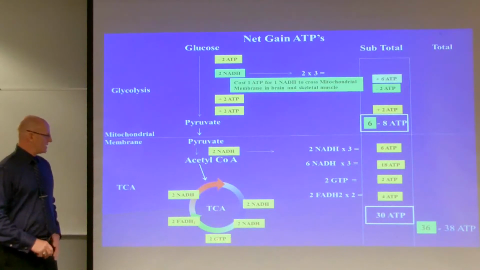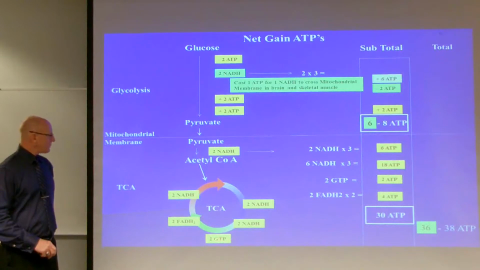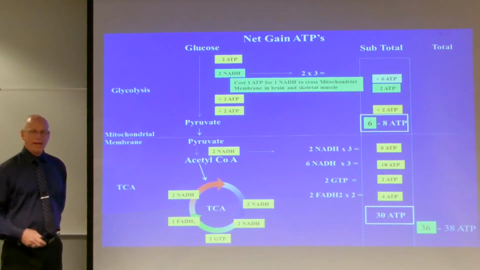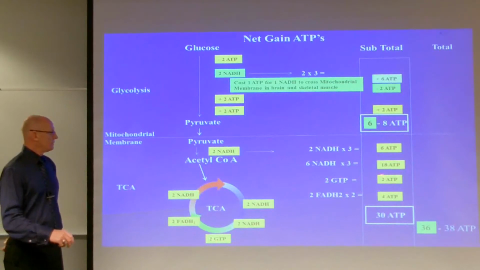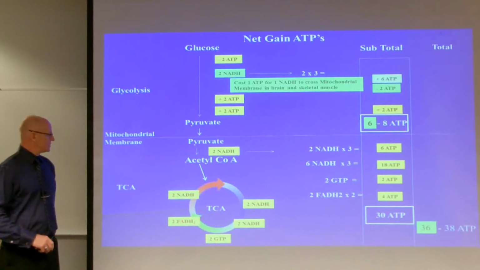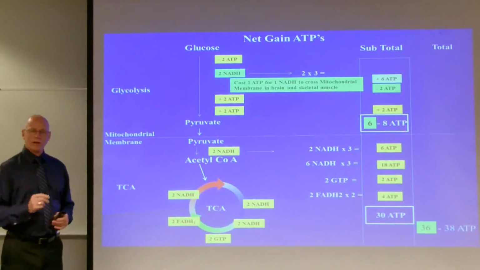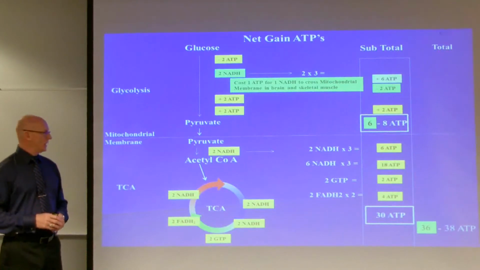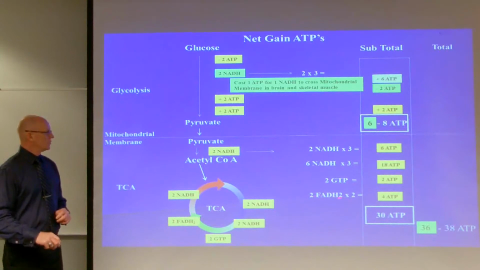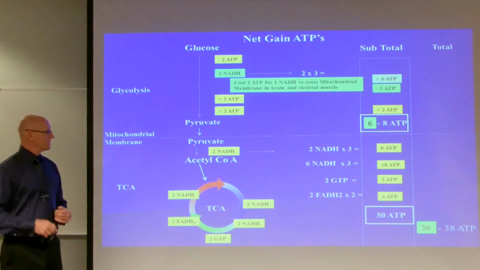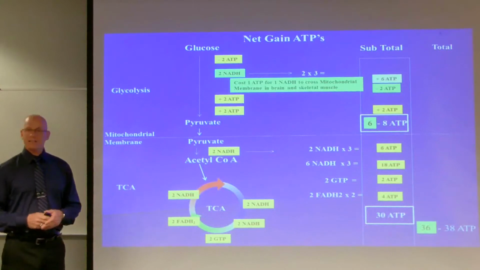And this guanosine triphosphate is equal to an ATP. So there you'll get 2 ATPs there. And this FADH2 is equal to 2 ATPs in the electron transport chain. So here we have 2 of them. So 2 times 2 is 4. That's 4 ATPs. So the net gain in the citric acid cycle is 30 ATPs.